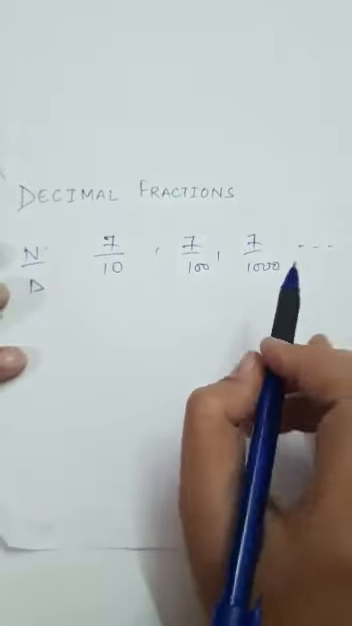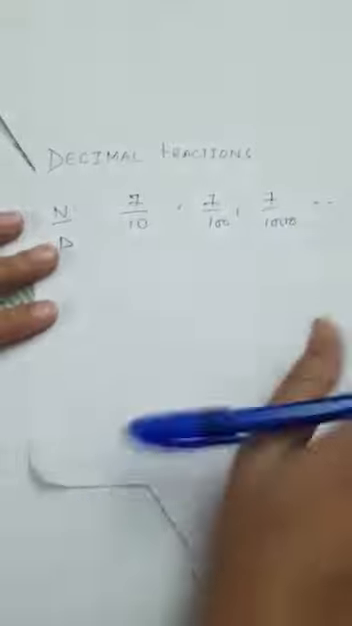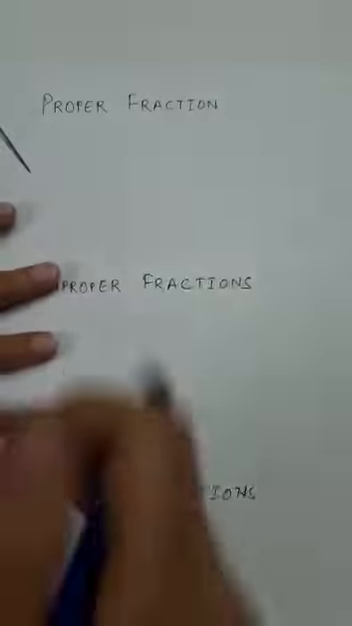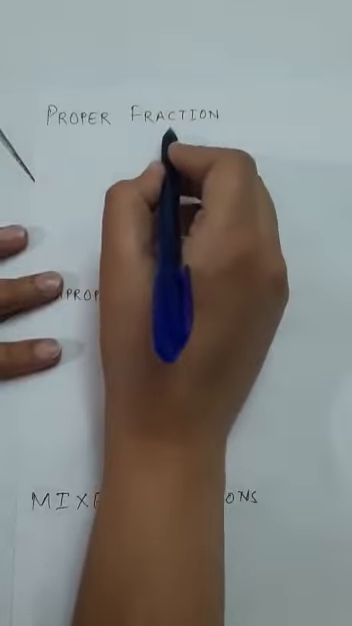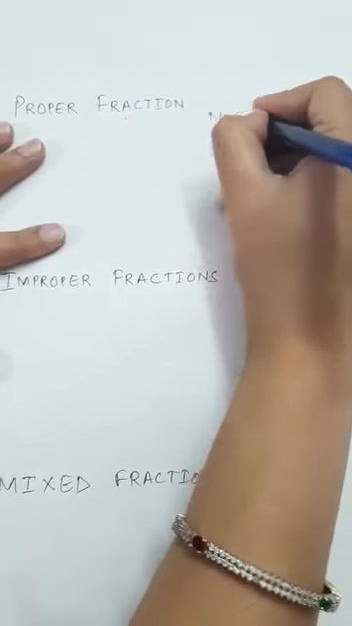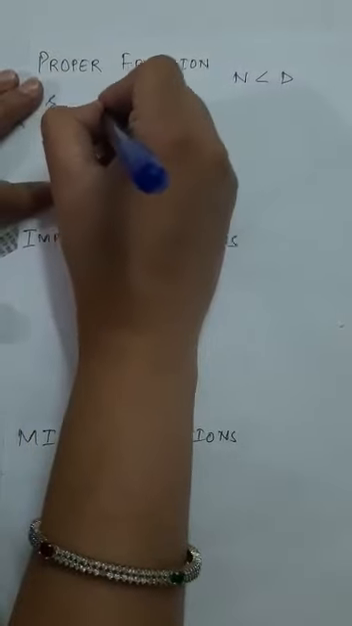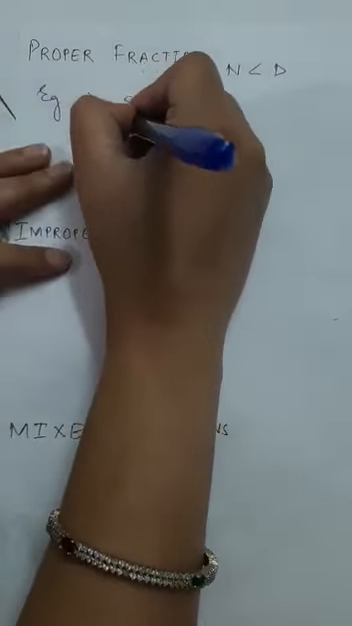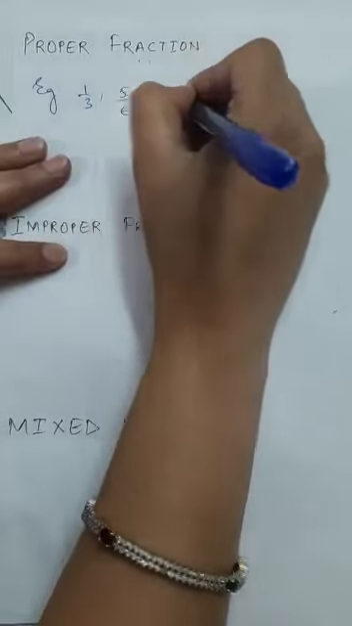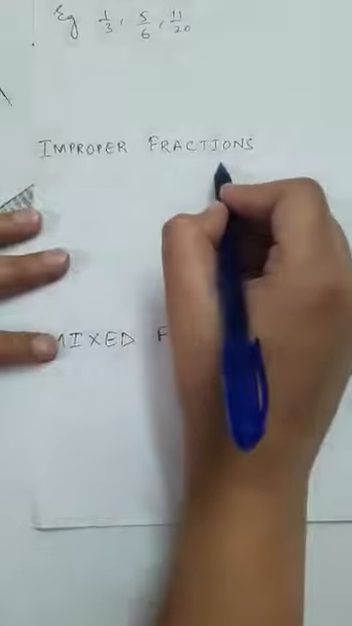All the examples we have seen till now are examples of proper fractions. Now, what are proper fractions? They are the fractions in which the numerator is smaller than the denominator. For example, we have 1/3, 5/6, 11/20, etc.